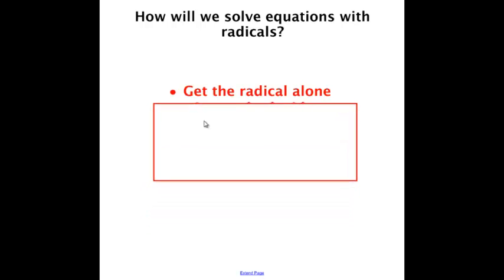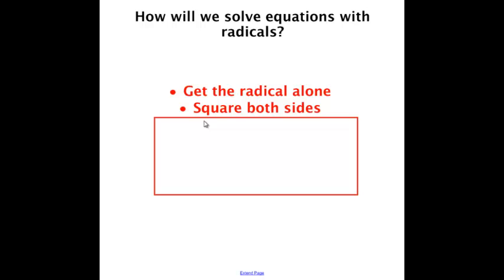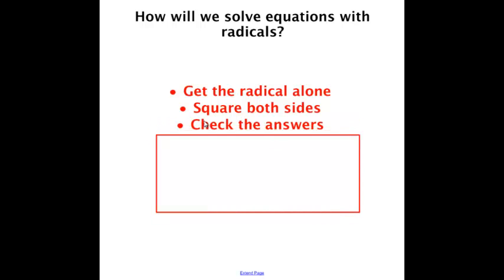Number one, get the radical alone, all by itself. So we're used to getting x alone. Now we need to get the radical alone. Square both sides, and that will eliminate the radical since it's an inverse operation. Then you're going to solve and check.